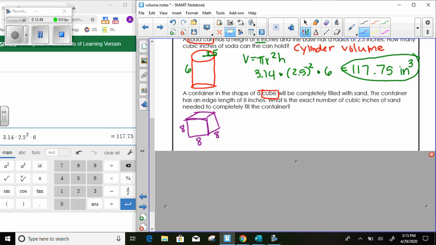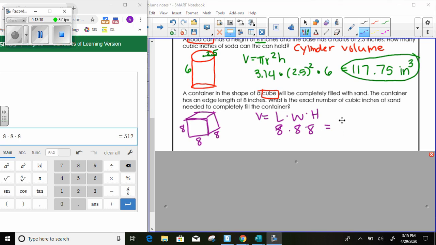So the volume we know is length times width times height. Well, on our figure, we know that the length, width, and height are all 8. So we're going to do 8 times 8 times 8. Go ahead and pause here and make your calculation for the volume of this cube. You should have calculated that the volume of this cube is 512, and our unit is inches, so inches cubed.